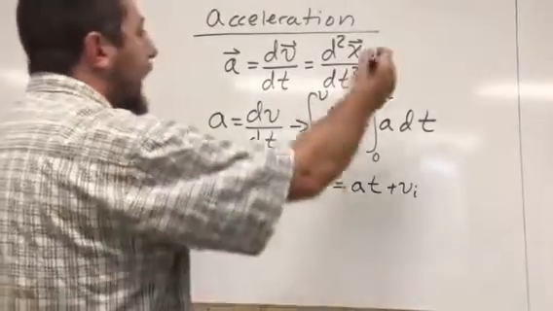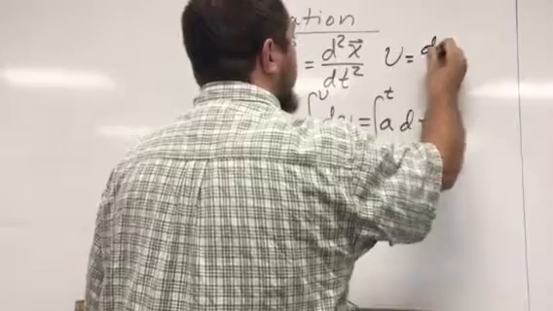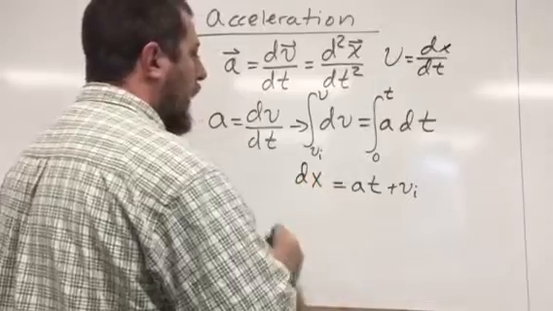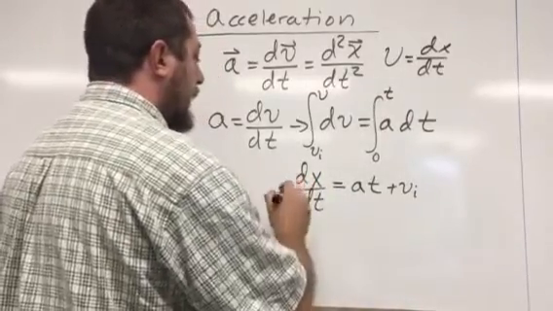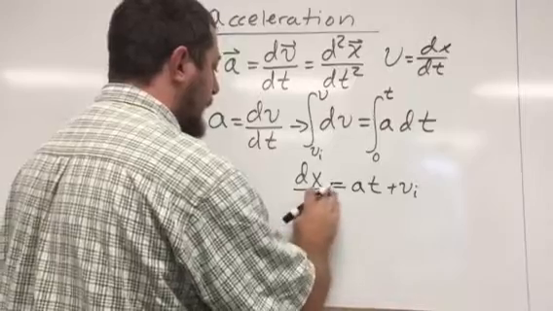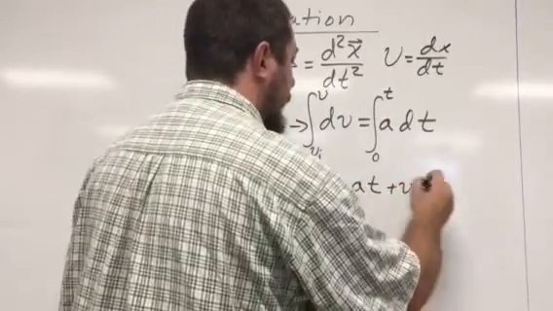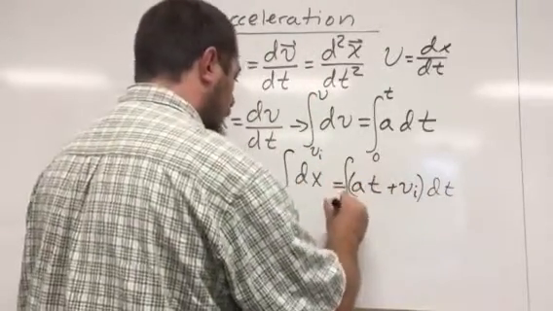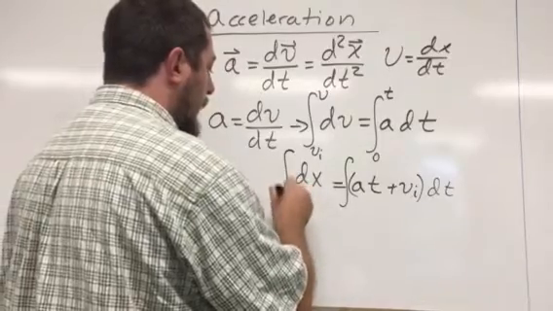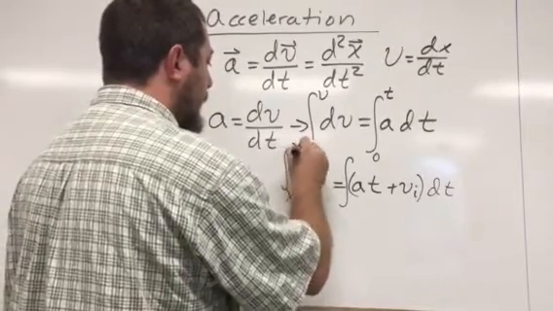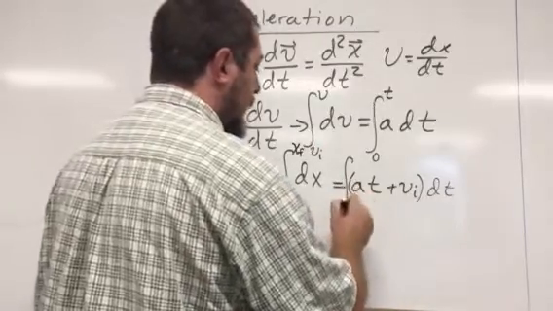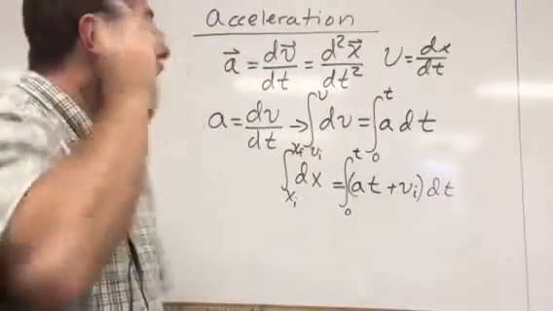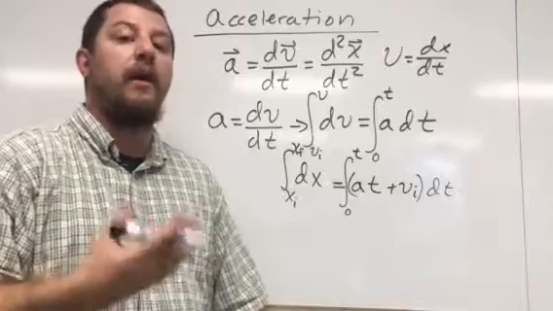So we know that v is equal to dx dt, so now I insert that into here, and I multiply again both sides by dt, and that gives me dx is equal to at plus vi dt, and I integrate again. I'm going to start my motion at my initial position, it will end at my final position, and I will start my stopwatch at 0 and go over the same time interval that I did before.